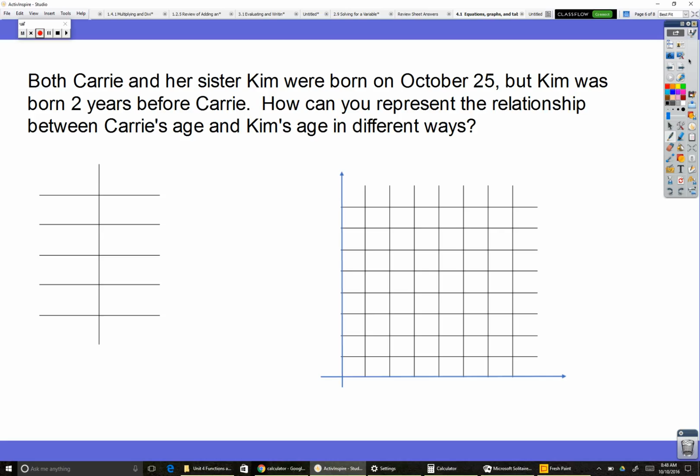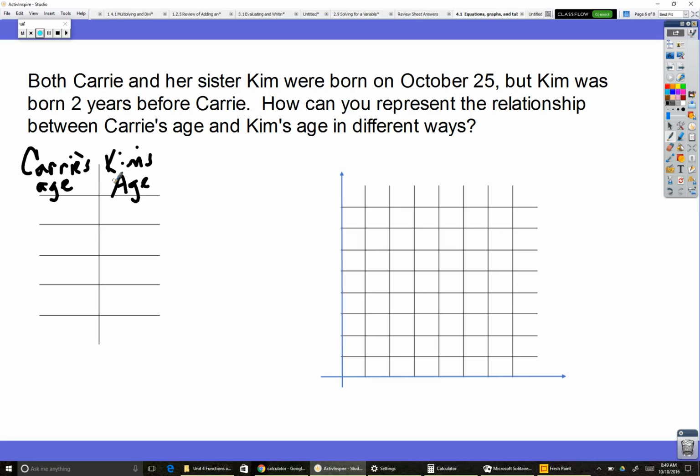Both Carrie and her sister Kim were born on October 25th, but Kim was born 2 years before Carrie. How can you represent the relationship between Carrie's age and Kim's age in different ways? So first, we're going to write an equation, or we could start with a table. In this case, it might be easier to start with the table. I'm going to use Carrie's age as my independent variable, so I'm going to put Carrie's age over here, and I'm going to put Kim's age over here.